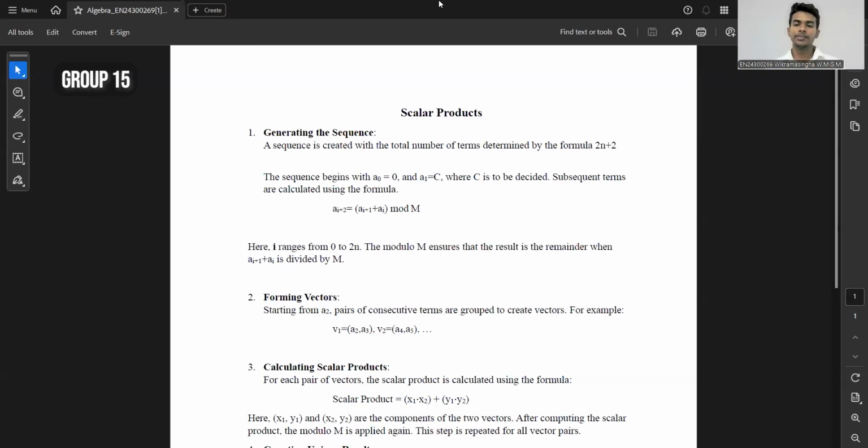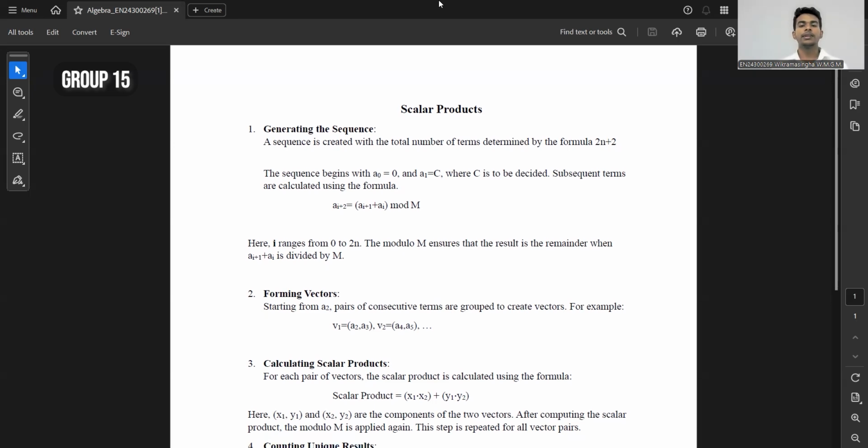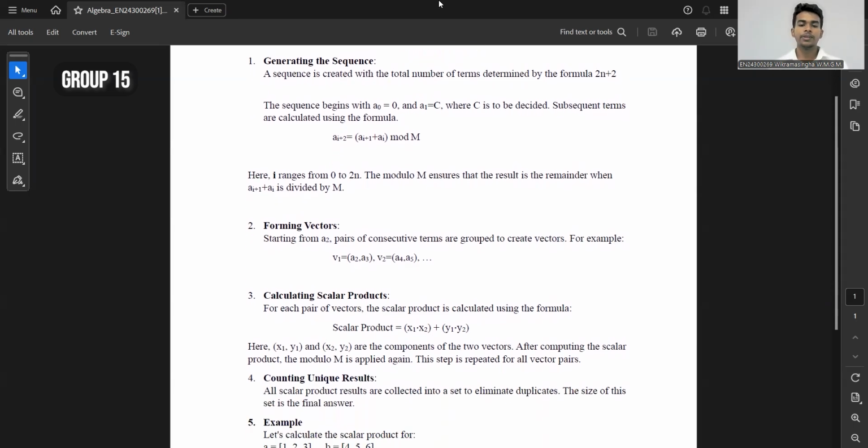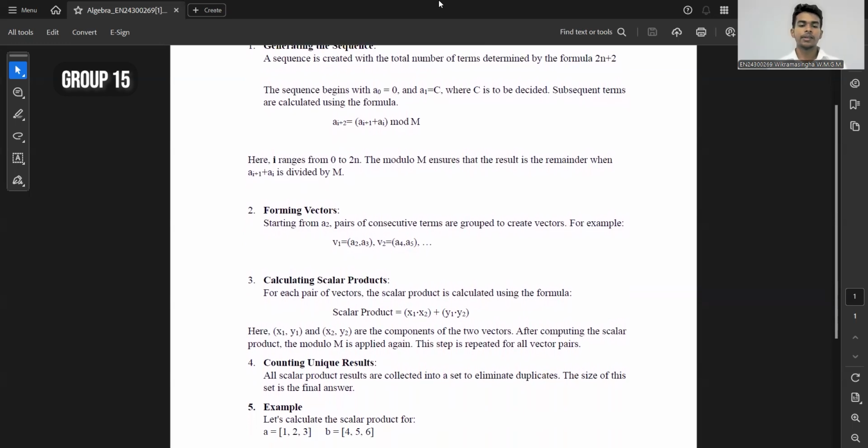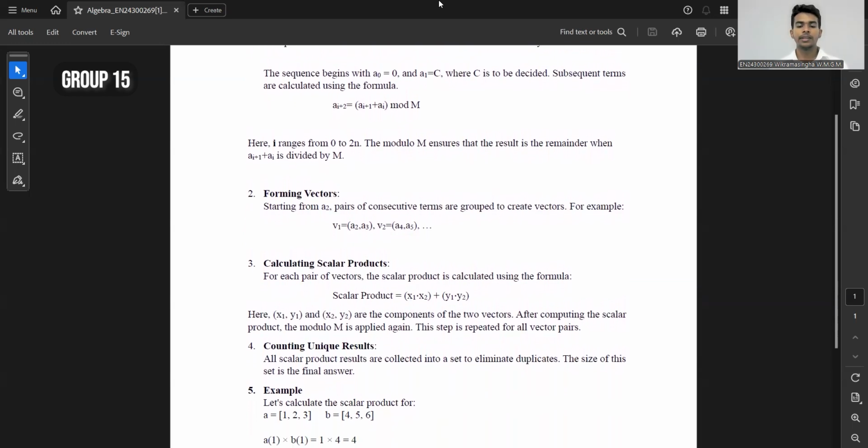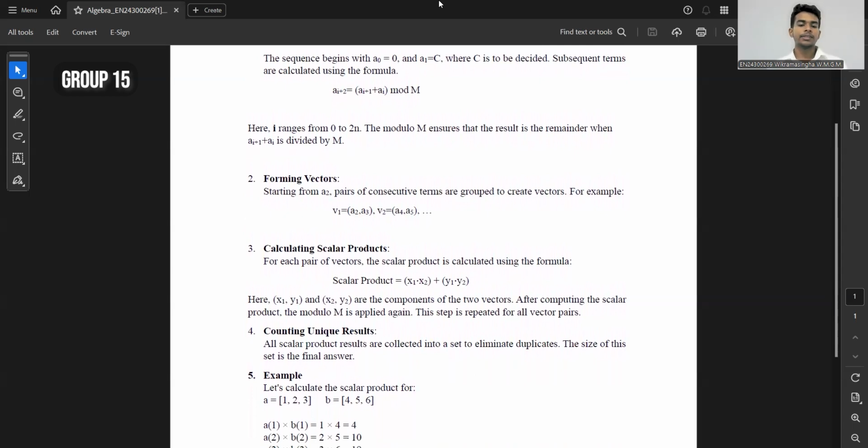First, we need to generate a sequence. Start with A0 equals 0, A1 equals C, where C is a constant we choose. Then we use the formula A(i+2) equals A(i+1) plus A(i) mod m to calculate all terms up to 2n plus 2. This gives us a sequence we will work with. Next, we form vectors. Starting with the third term, group this sequence into consecutive pairs, for example A2, A3, A4, A5, and so on. These pairs will become our vectors.